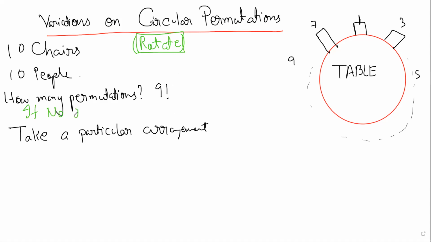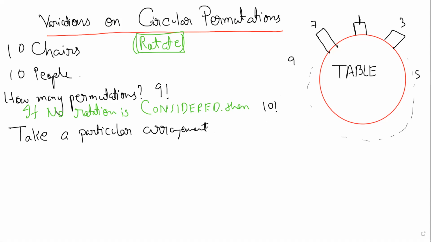The idea is that if no rotation is considered, if you don't consider any rotations, then the answer is 10 factorial. What I mean is, if every rotation is different, if rotating an arrangement you decide to call that a different arrangement, then there are 10 factorial. You can say this in many other ways, like I'll label the chairs or whatever.